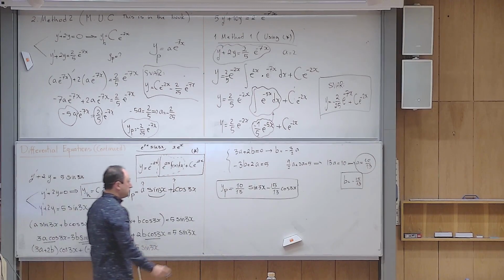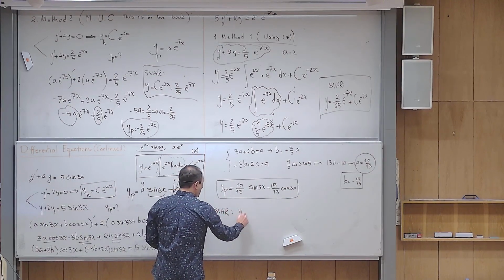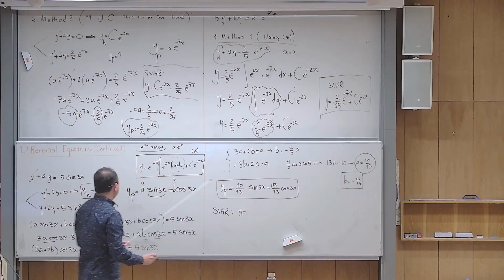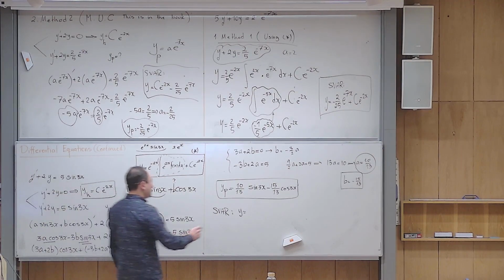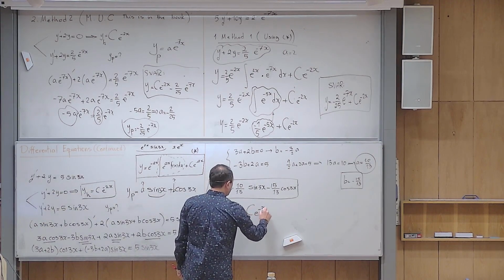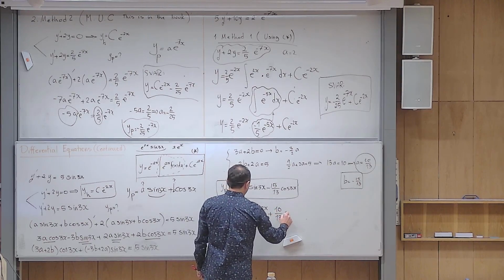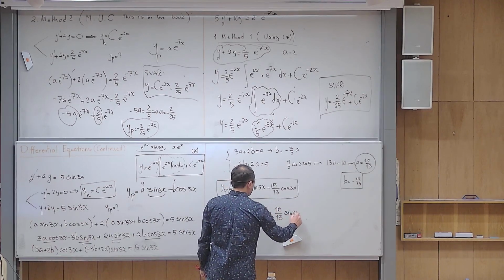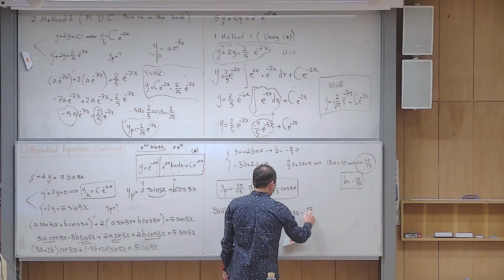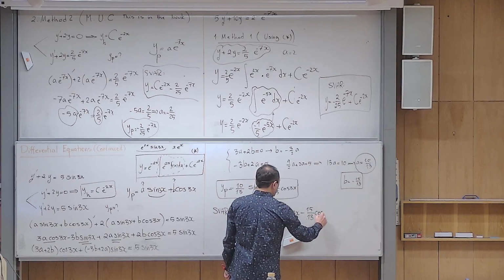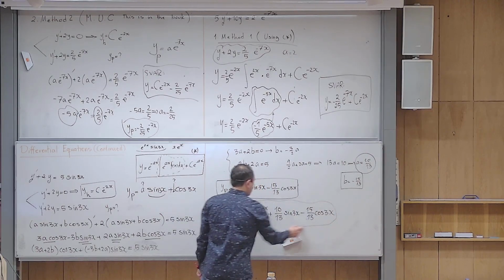And then what you need to do is write the answer, which is y, the sum of the general solution that you have here and this particular solution. So this becomes c e to the power of minus 2x plus 10 over 13 sine 3x, and then I have minus 15 over 13 cosine 3x. So it's a little bit complicated solution.